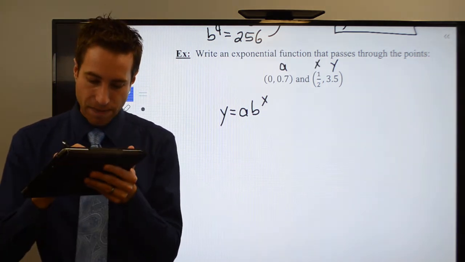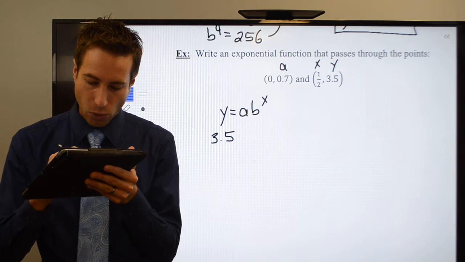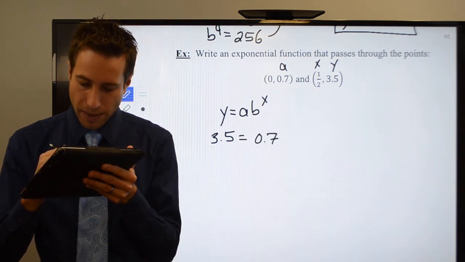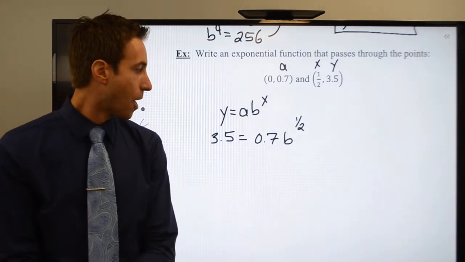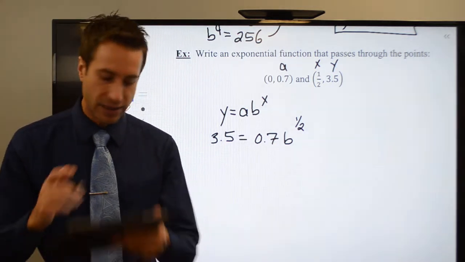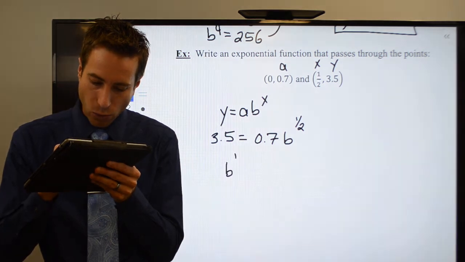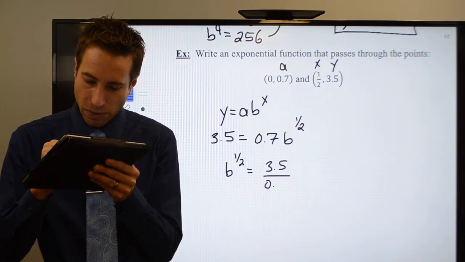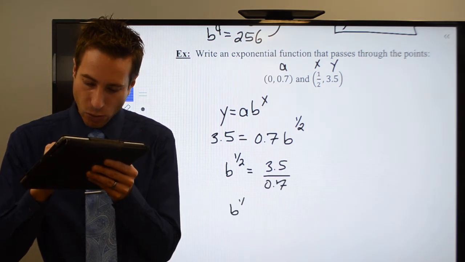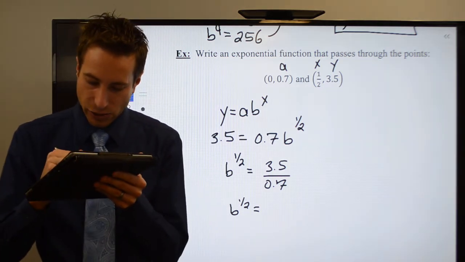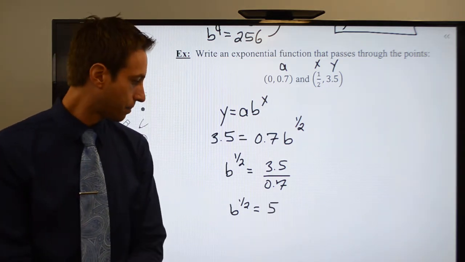Let's go ahead and plug stuff in. I've got 3.5 for y. That's all equal to 0.7, and then I'll have b raised to the 1/2 power. All right, well, what I've got to do is solve for b. So I'm going to need to divide the 0.7 to the other side. So I'll have b to the 1/2 power is equal to 3.5 divided by 0.7, which means b to the 1/2 is equal to, 3.5 divided by 0.7 is actually going to be a 5.